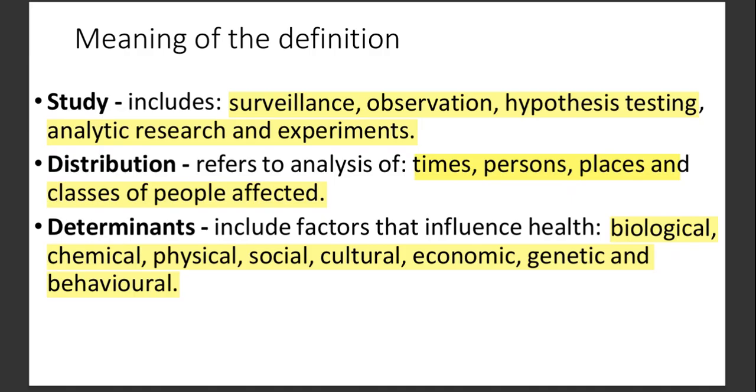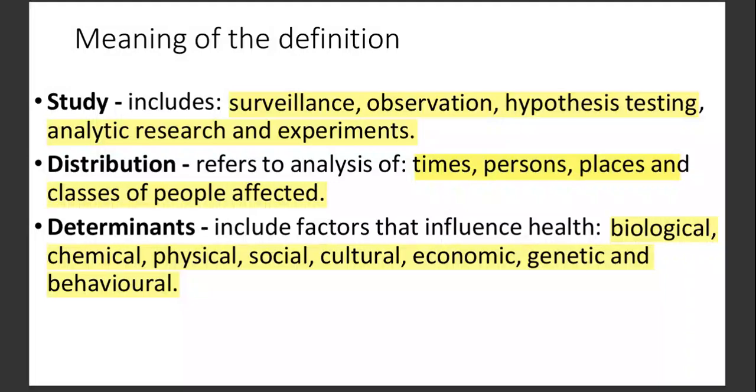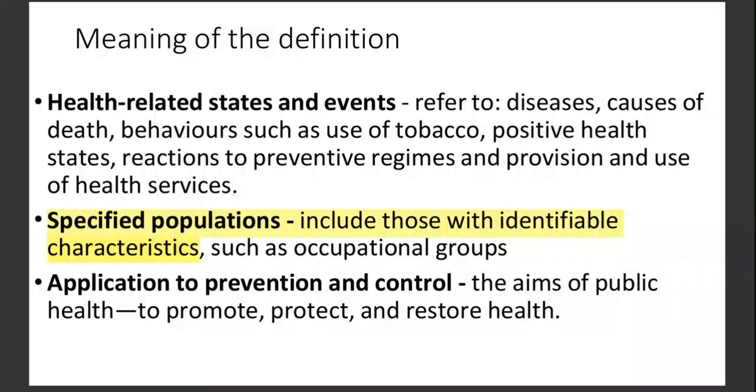So that's distribution. And then determinants, these are things that bring about change in health. They include biological, chemical, physical, social, cultural, economic, genetic, and behavioral things. All this can bring about a change in health. And then we have got health-related states and events. So health-related states and events refer to disease, causes of death, behaviors such as the use of tobacco, positive health status, reactions. So all these health-related states are the ones that we'll be able to study in epidemiology.